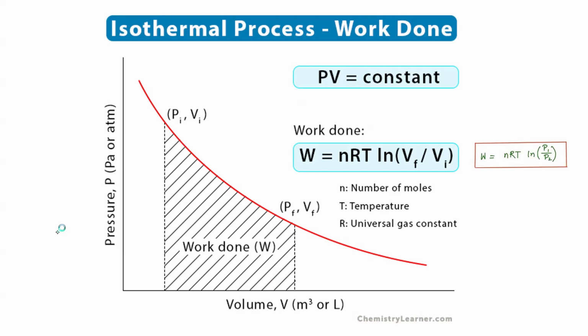So W is equal to nRT ln. But you can have a situation where the ln can change to log. Whenever we change to log, we have a constant value, which is 2.303. But it's simple. So whenever you have your change in volume or your ratio of volume, then you can just raise your ln and get your answer.